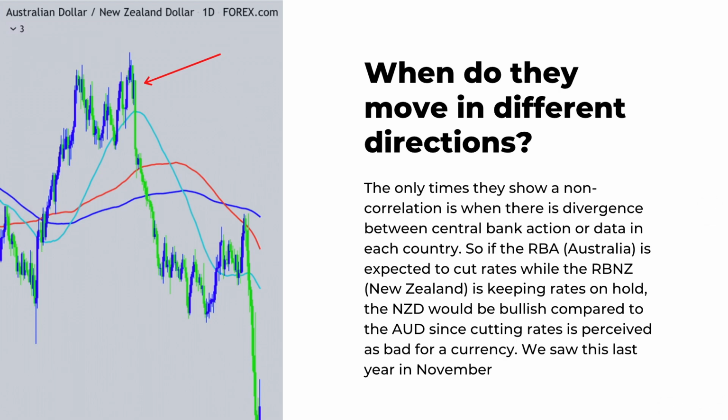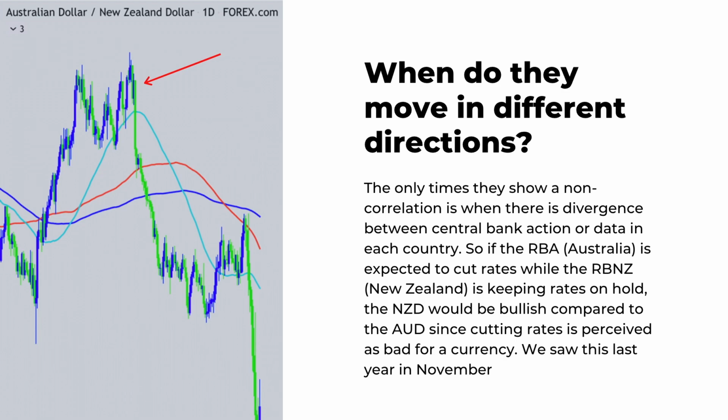Because cutting rates is perceived as bad for a currency. And so if the central bank in Australia says we're going to cut rates, that's perceived as bad. New Zealand is saying we're going to keep rates the same. That's perceived as a lot better. So there's a divergence there.